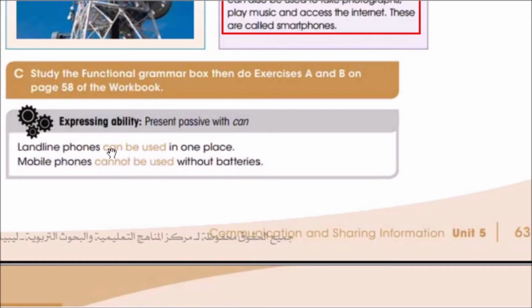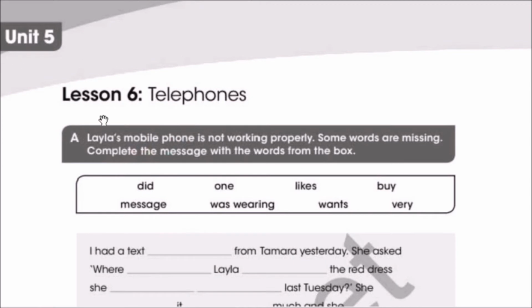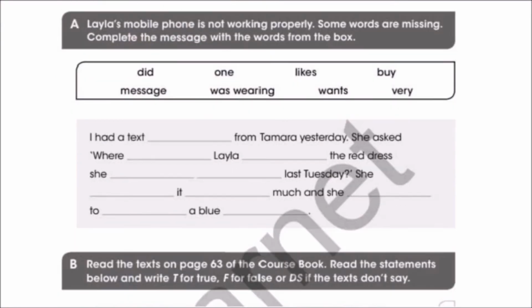Now let's go check the workbook and answer the questions. The workbook, Unit 5, Lesson 6, Telephones. Question A. Layla's mobile phone is not working properly. Some words are missing. Complete the message with the words from the box. We have a box here with 8 words, and we have a message. I want you to read the message and complete it. Fill the gaps with the missing words. Help Layla finish her message. You can stop the video, answer the question, and then come back and check.